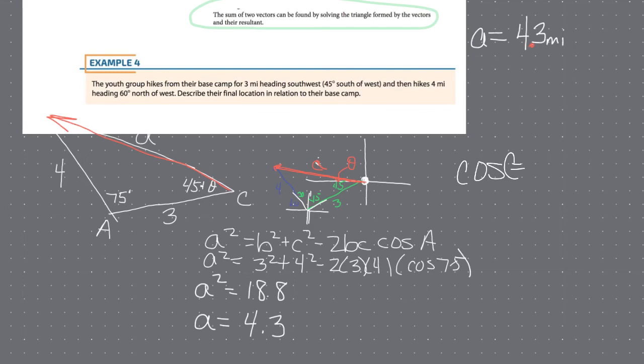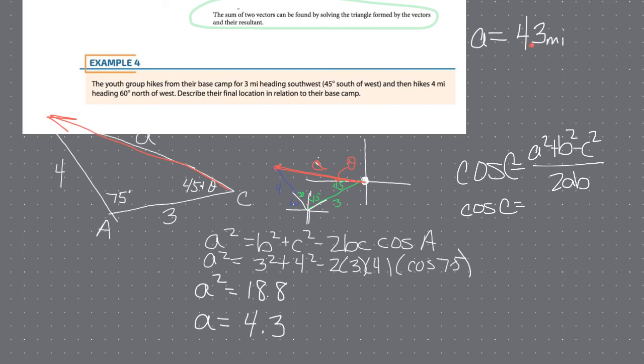We can say the cosine of C is equal to a squared plus b squared minus c squared over 2ab. I'm having to look in 3 different places. So I'm going to fill that in. I don't know the cosine of C. I don't know the entire angle C. I know it's something plus 45.